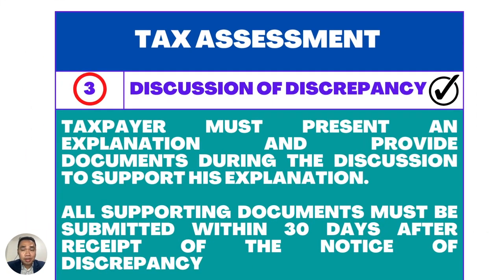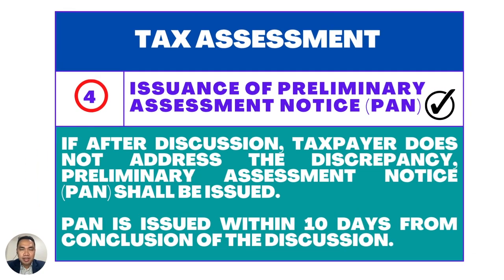Discussion of discrepancy. If the taxpayer disagrees with the discrepancies detected during the audit or investigation, he must present an explanation and provide documents during the discussion to support his explanation. Under Revenue Regulation 22-2020, the taxpayer has 5 days from receipt of the notice of discrepancy to present documents and explain his side. Nonetheless, should the taxpayer need more time to present other documents in response to the notice of discrepancy, he may submit them after the discussion but not later than 30 days after receipt of the notice of discrepancy.